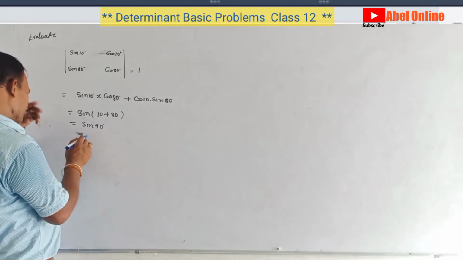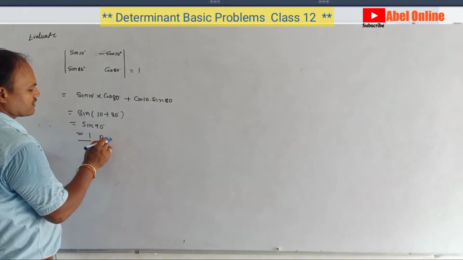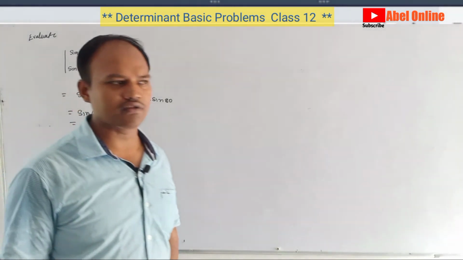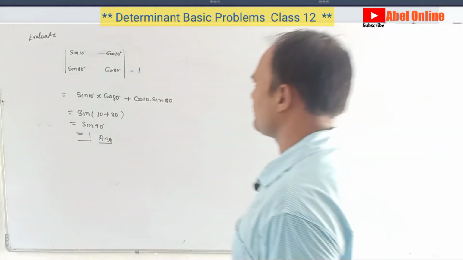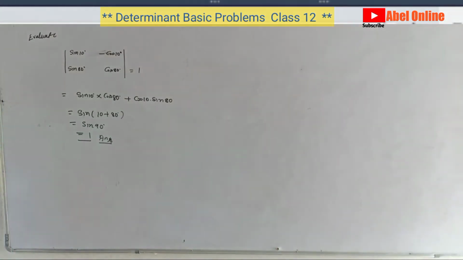You know very well what is the value of sin 90. Sin 90 value is 1. So we can say that the answer is 1. So students, this is a very simple way to find the values of determinants. You can understand better by these examples. If you want, then we can solve some more questions.